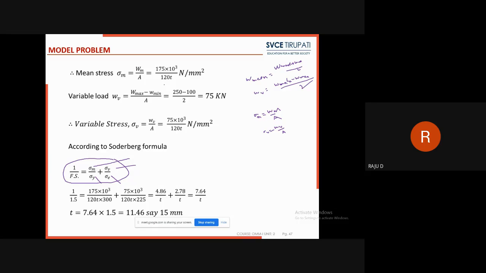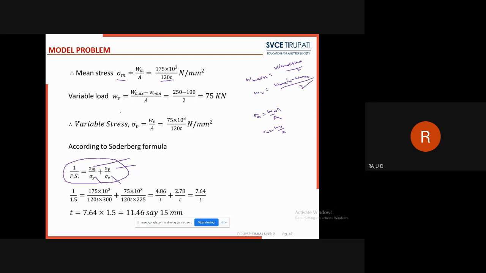So 120 into T. What is your final requirement? Thickness. But here they will not mention the thickness value. They will give only the width value. That's why it is B into T. What is the B value? 120. So finally you have to get the mean stress value in terms of thickness.